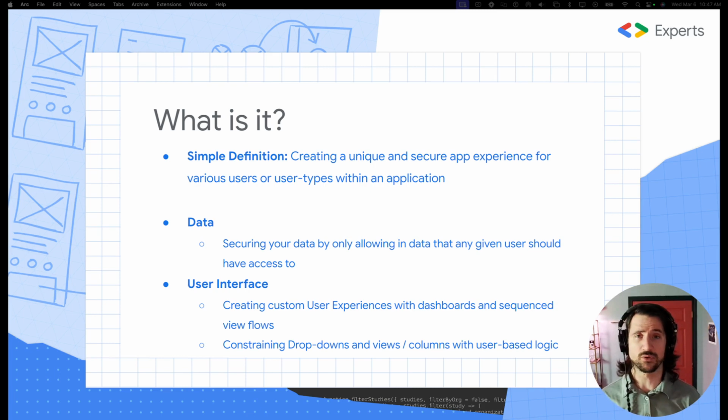Finally, from a user interface standpoint, user-based logic is going to help us create dynamic dropdowns, and filter those dropdowns for the specific user type that we may be manifesting an app experience for. And then also it's going to help us with view and column show logic. So when do I show certain columns? When do I show specific values within those columns? And then finally, when do I show certain views? There may be primary menu views that are only relevant to certain user types. And so user-based logic concepts are going to help us achieve all of those things.